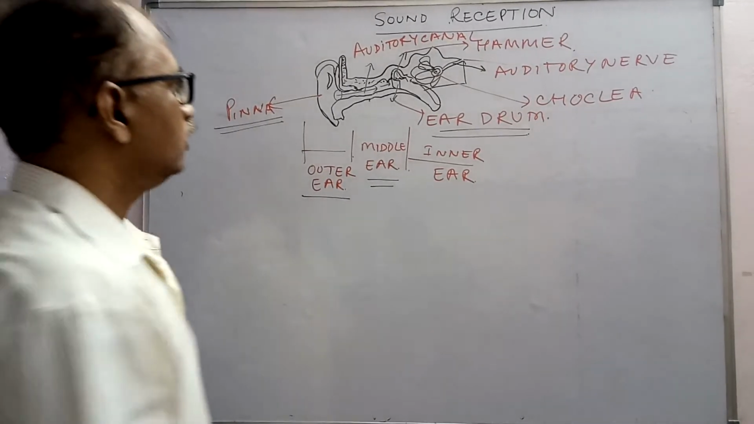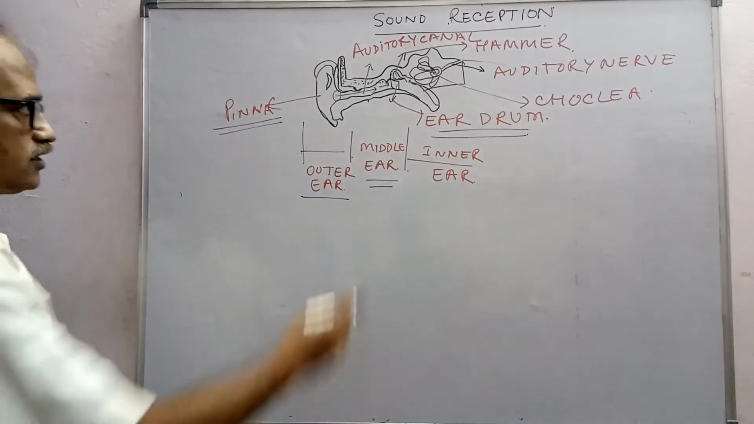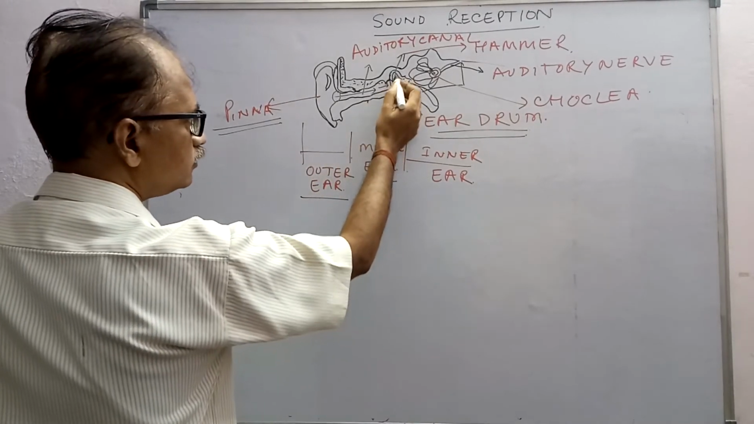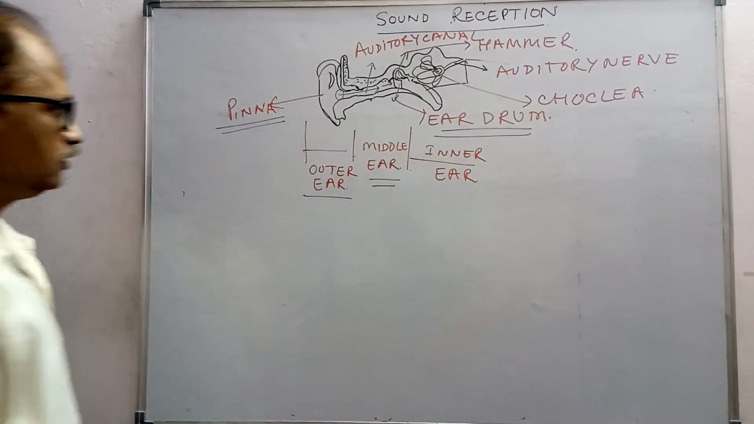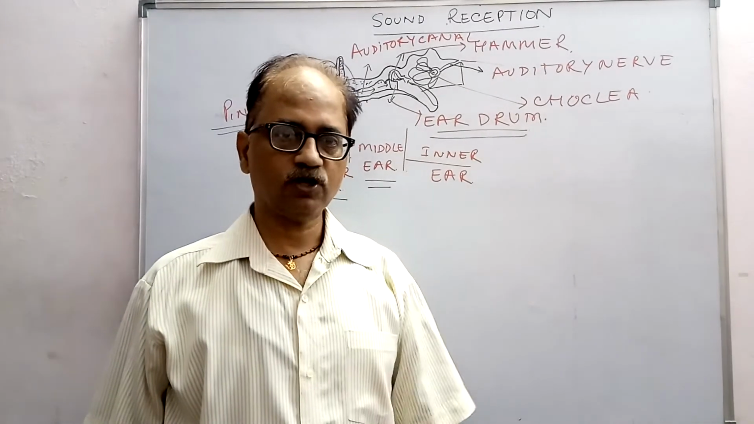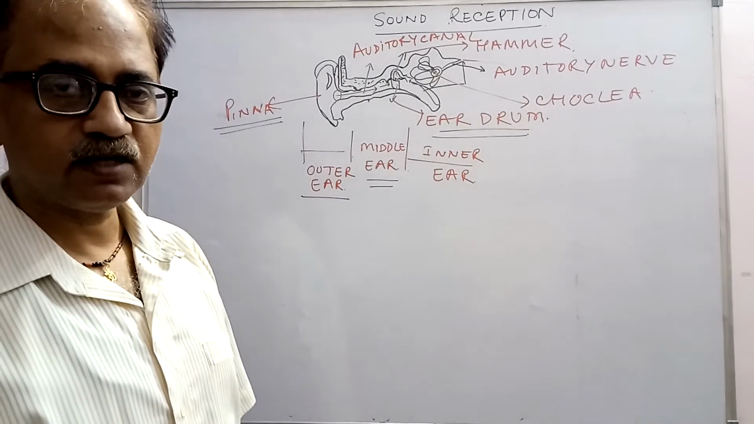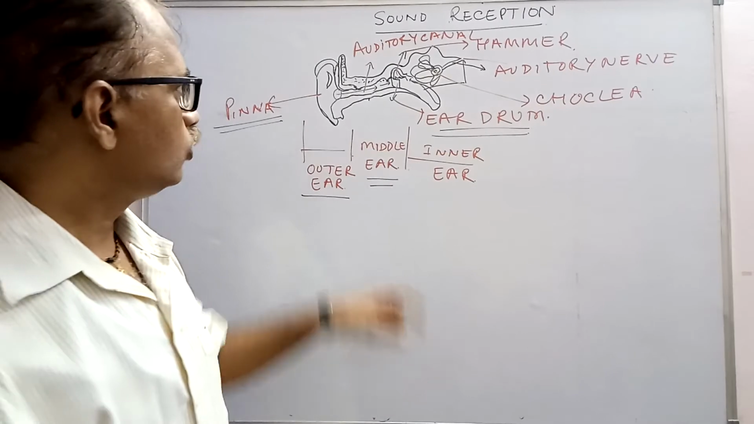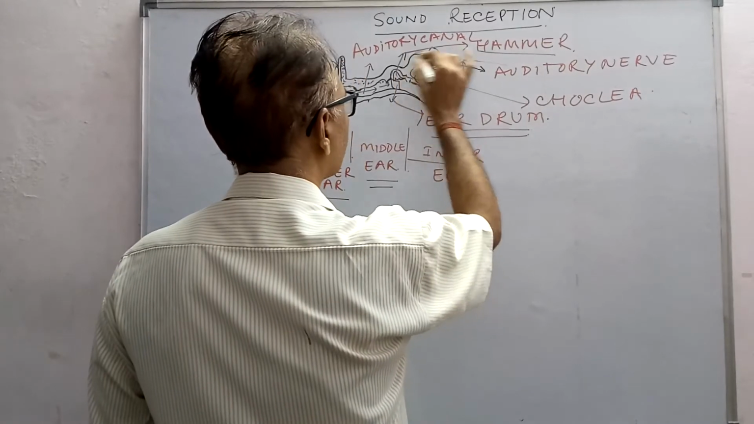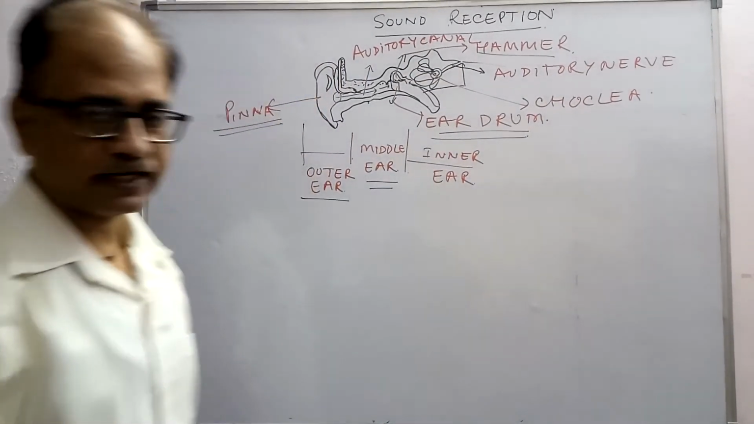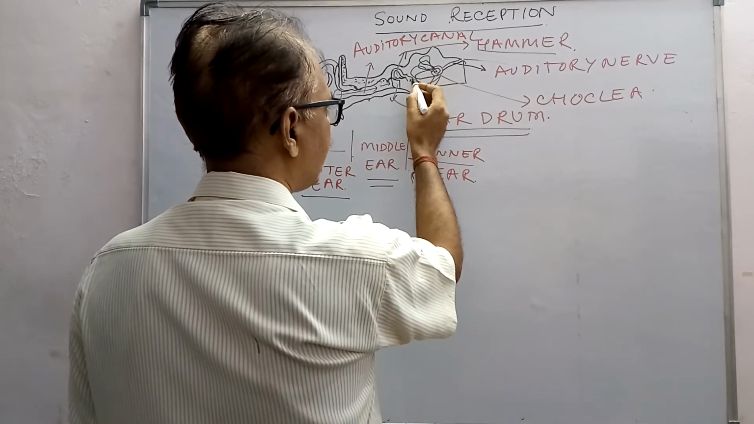Now, behind the auditory canal, there is the eardrum, and the eardrum is connected to three small bones in the human body. They are called the hammer, anvil and stirrup. This bone is called the hammer, and it is connected with two more bones, the anvil and stirrup, which are further connected to the internal ear.